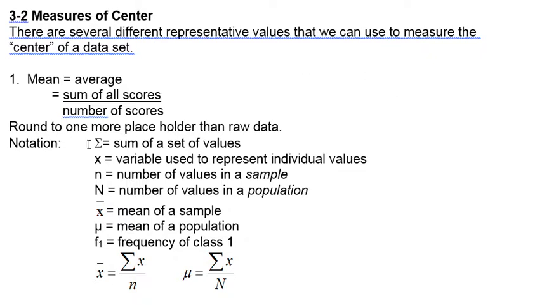So quick reminder, this Greek letter here, sigma, represents the sum of whatever follows behind it. In this case, that's going to be x. So we have sum of x, that means add up all our x values. Now we have two different symbols for the mean, and you'll notice in one calculation we're dividing by a lowercase n and the other we're dividing by capital N. The only difference there is that is looking at sample versus population.